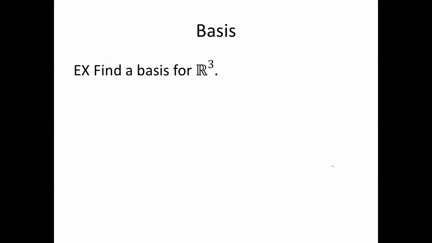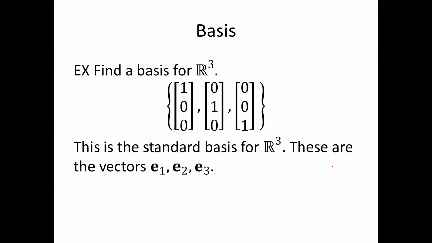For example, find a basis for R3. So again, we want to be able to express every vector in R3 as a linear combination of these, and we want it to be as small as possible. Well, (1, 0, 0), (0, 1, 0), (0, 0, 1). This is the standard basis for R3. These are the vectors e1, e2, and e3. So it's linearly independent. No one of these vectors can be written as a linear combination of the others. And it spans R3. Every vector in R3 can be written as a linear combination of these.